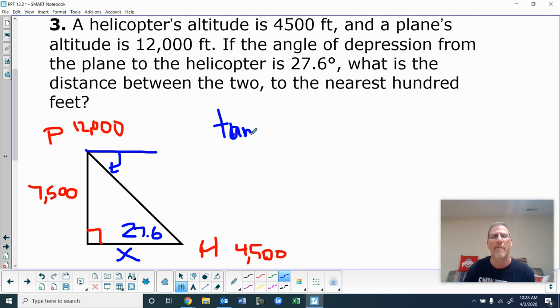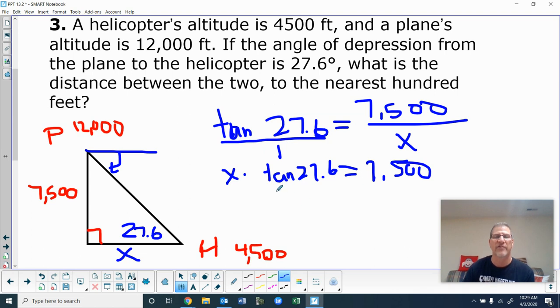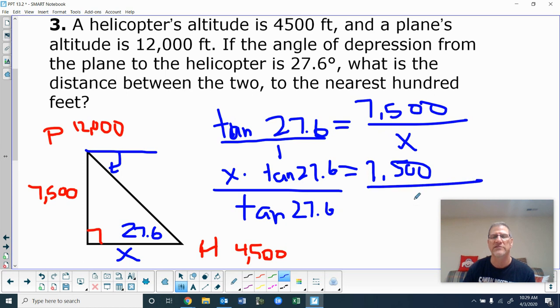So tangent of 27.6 equals opposite 7,500 over adjacent x. So again, I like to make it a proportion, and then you just cross multiply. So it's x times the tangent of 27.6 equals 1 times 7,500, which is 7,500. And then divide by the tangent of 27.6 to solve for x.